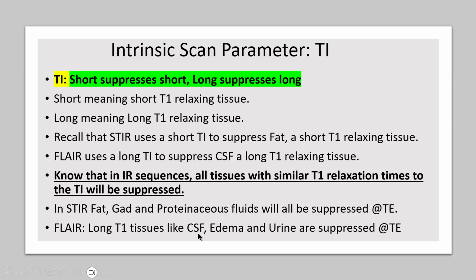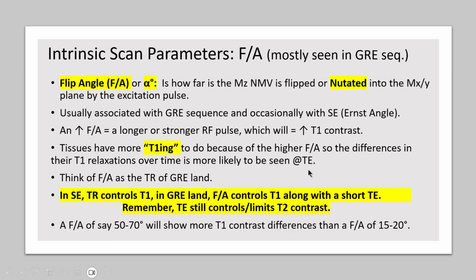FLAIR, long tissues like CSF, edema, and urine will be suppressed. Does that make sense, guys? The TI is going to suppress tissues with a similar T1 relaxation time to the TI. Okay. Don't forget, guys, you got a question, lay it on me. Don't sit there silently, okay? If you got a question, ask.